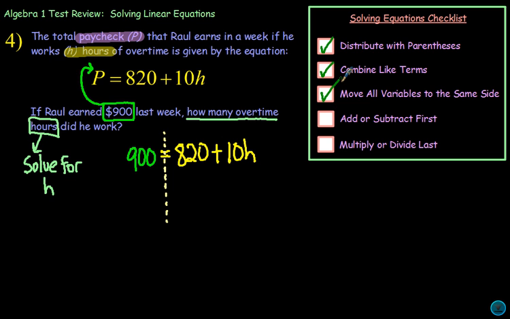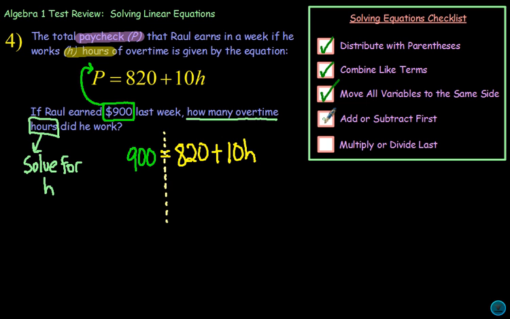All right. Now we're going to add or subtract first. We see h, and we want to isolate it, to get h by itself. There's two things we've got to get rid of. There's an 820 that we need to get rid of, and then there's a 10 that we need to get rid of before h can be by himself. Again, 900 is on the other side. We don't care about what 900 is doing over there.